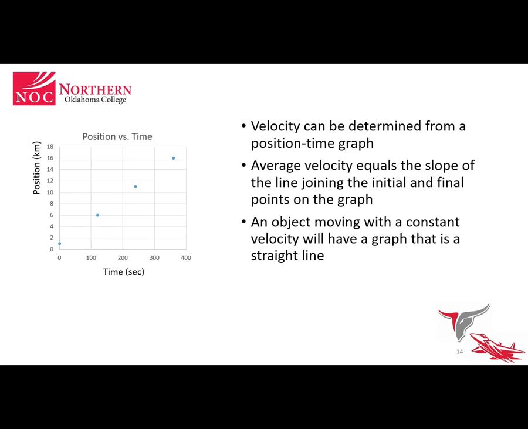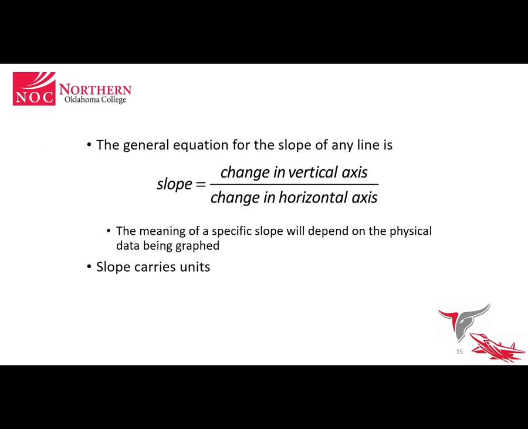That straight line on this graph is going to tell you something. The general equation for the slope of a line is the change in the vertical axis divided by the change in the horizontal axis, and the slope is going to carry units. So if I have a position versus time graph, it's going to be in meters per second. The slope carries units.